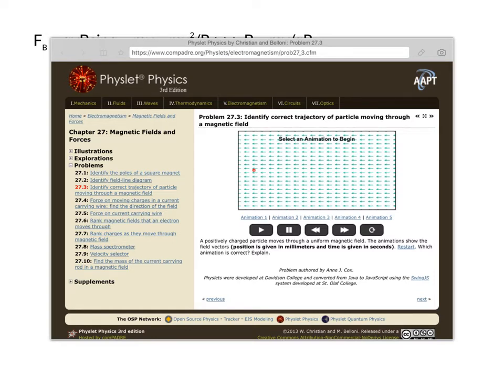Okay, simulation number 3, or problem number 3, shows a field which is all pointing in the negative x direction. And we have 5 different animations, so I'm going to pick animation 1 and I'm going to play it. And you see that the charge goes through the field without bending.